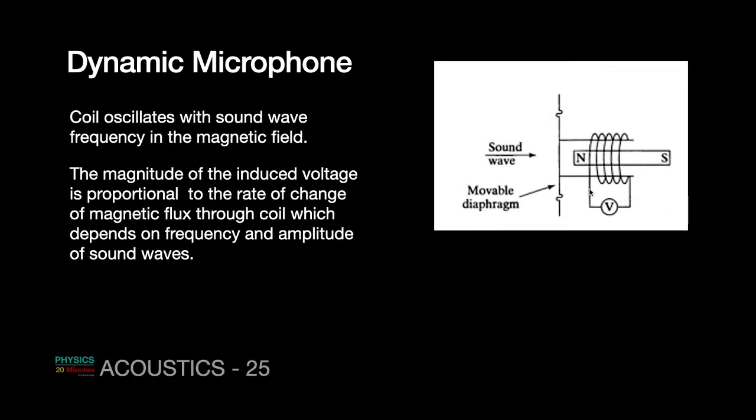The induced EMF is proportional to the pressure variations of the sound wave. So here is the sound wave, it hits the diaphragm, the diaphragm vibrates, the magnet is fixed, this coil moves, the flux changes, and EMF is induced.